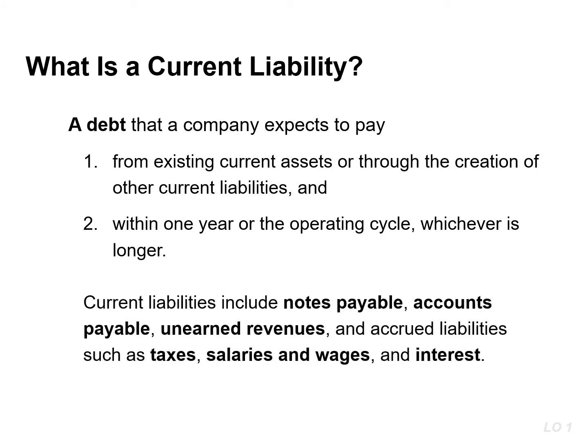The different types of current liabilities include notes payable, accounts payable, unearned revenues, and accrued liabilities such as taxes, salaries and wages, and interest. In this video, we will discuss just a few of the common types of current liabilities, because previous videos explained the entries for accounts payable as well as the adjusting entries for some of these common current liabilities, such as salaries and wages payable.